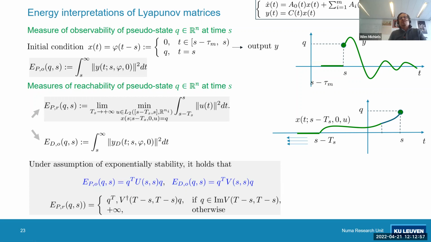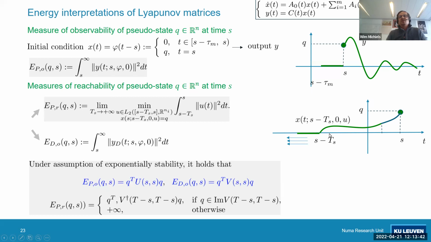Of course, from an input-output perspective, it's also important to know how well a state or a pseudo state is affected by the input. Therefore, we use the following measure. Let me explain it on the figure. We have time S here, and suppose that I have an input acting on the interval S minus Ts to S. On that interval, I insert an input, and before that, the system is at rest. I want to determine an input function U in such a way that your trajectory is steered towards vector Q.